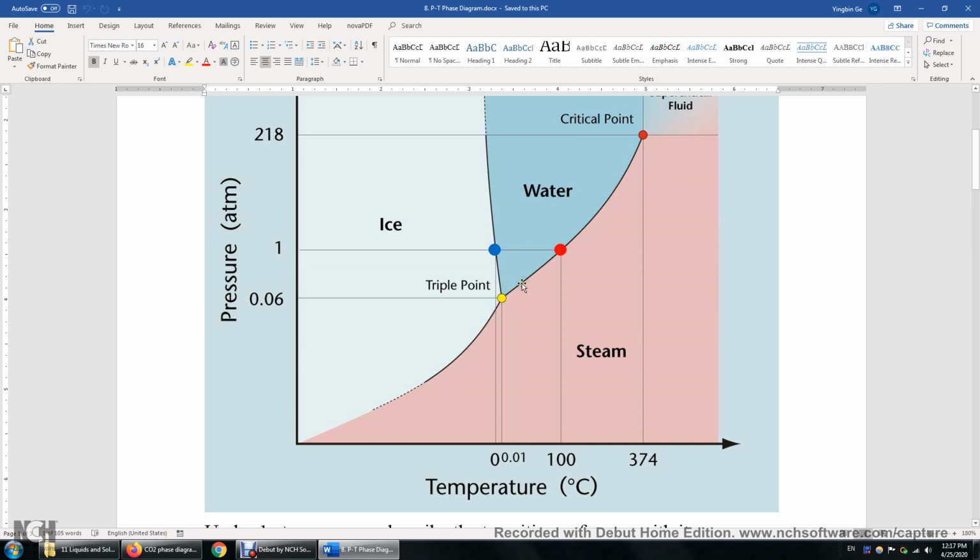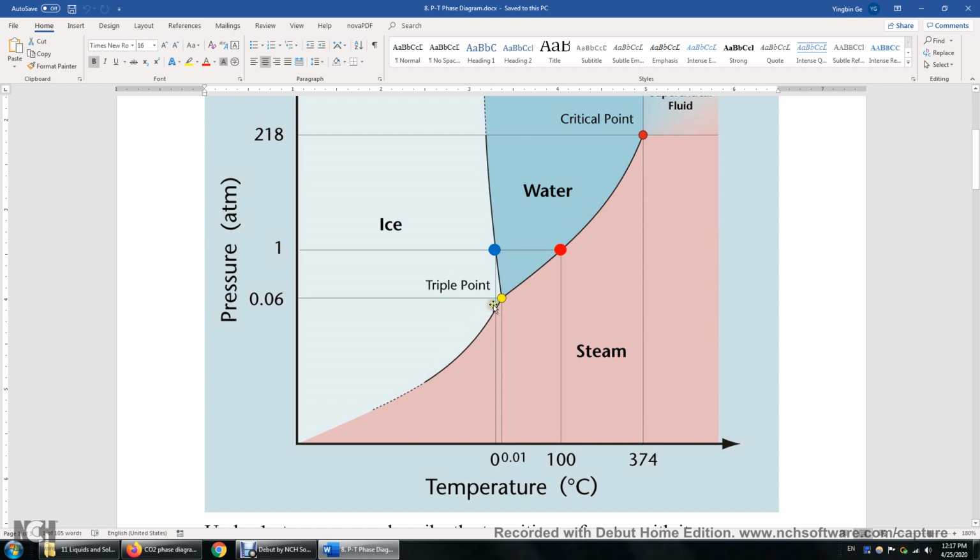How can we increase the boiling point of water? Very simple. We just increase its pressure. When the pressure is 2 ATM, the boiling point of water is 120 degrees Celsius. So this line tells you how the boiling point of water changes with pressure.